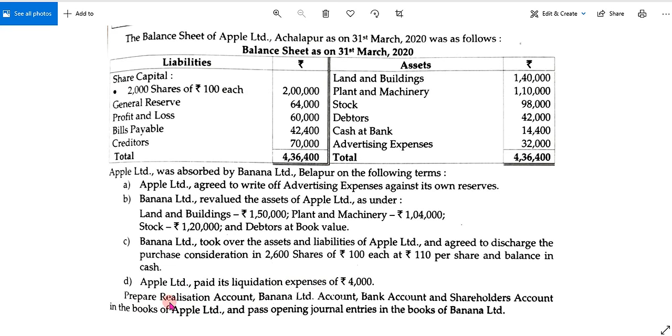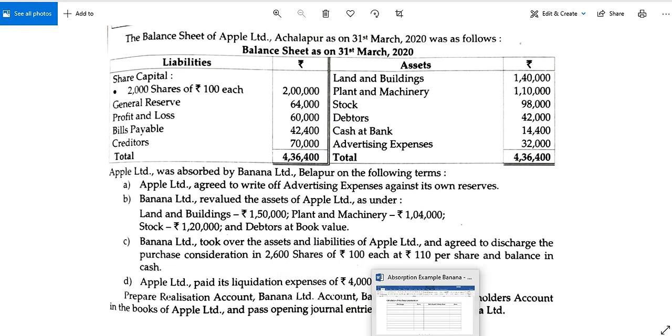So you are required to prepare realization account, Banana Limited account, then bank account and equity shareholders account in the books of Apple Limited. Apple Limited is a selling company, and pass the opening journal entries in the books of Banana Limited. So we have to pass the journal entries in the books of purchasing company. Okay, so this is the example of absorption. I hope you have understood the example. Now let's try to solve this example.